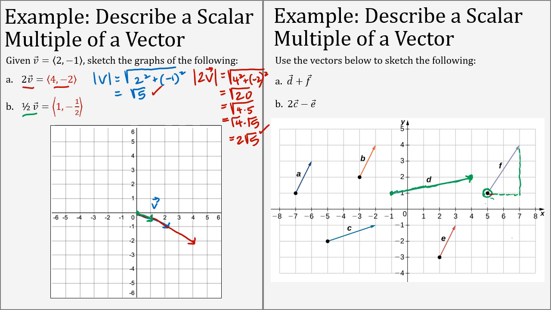So I'd have to go 2 to the right, and I'd have to go 3 up. So I'm going to do that same thing. I'm going to go to the right 2, and I'm going to go up 1, 2, and 3. Okay, so that's how I make sure, this is vector F, that I am actually getting the same length and the same direction.